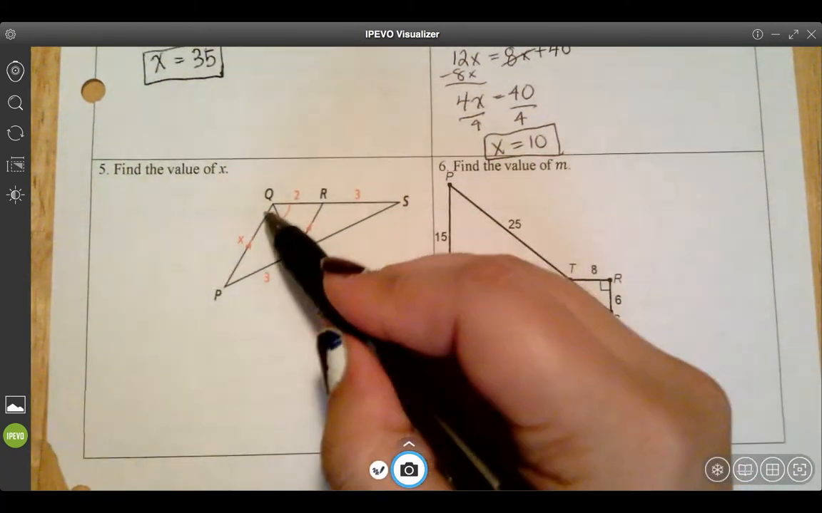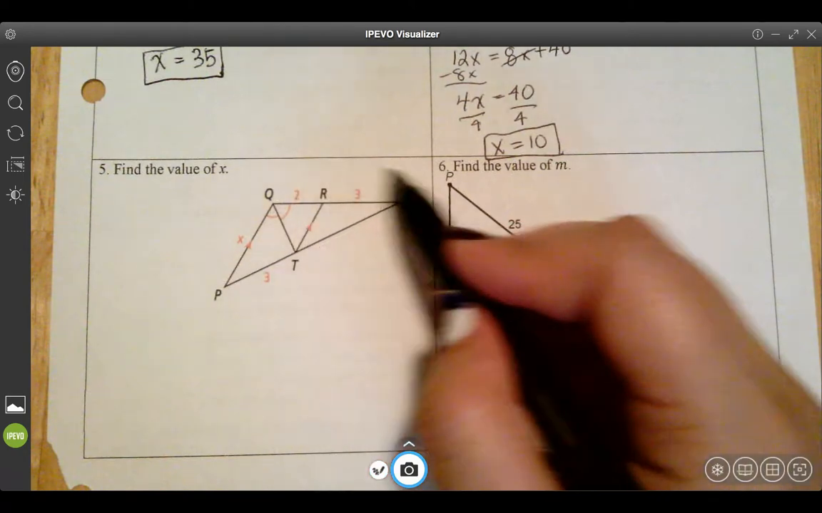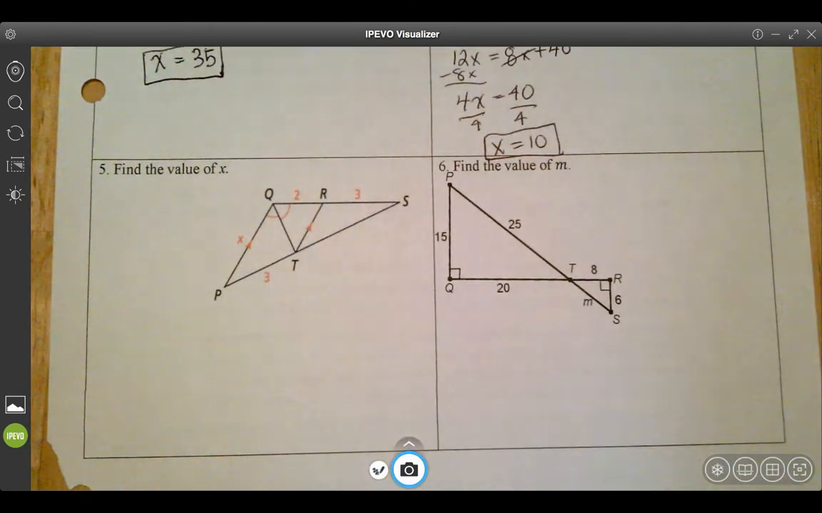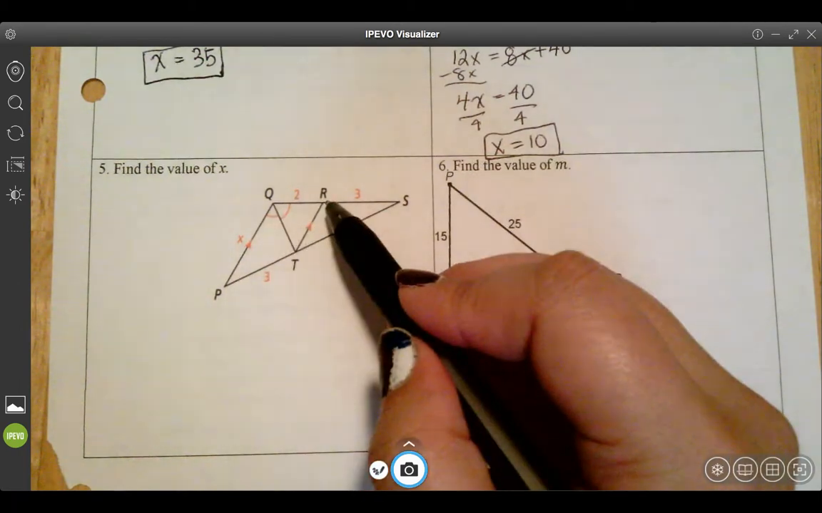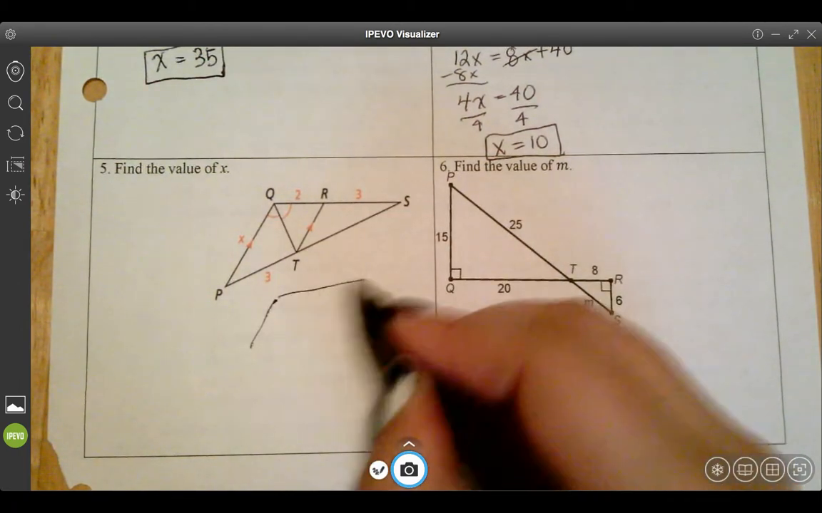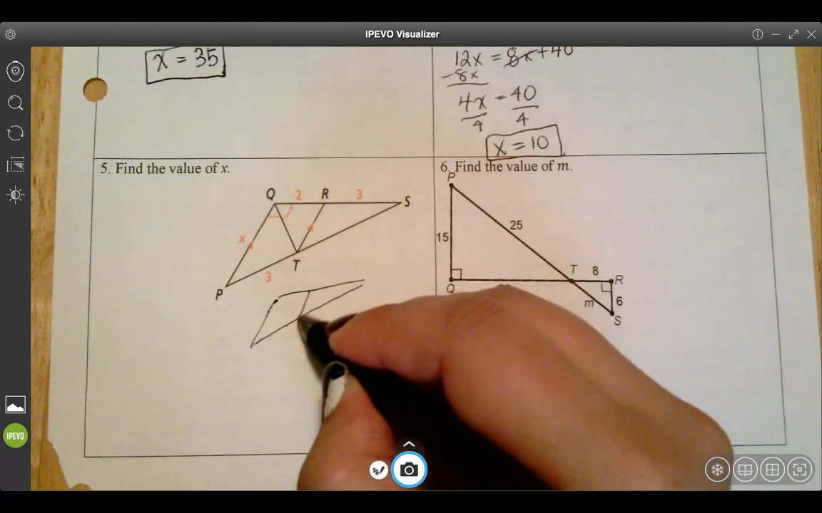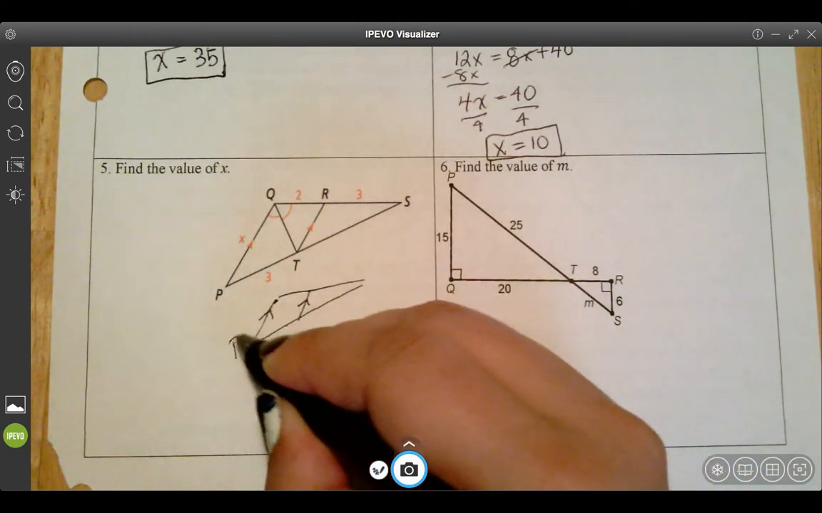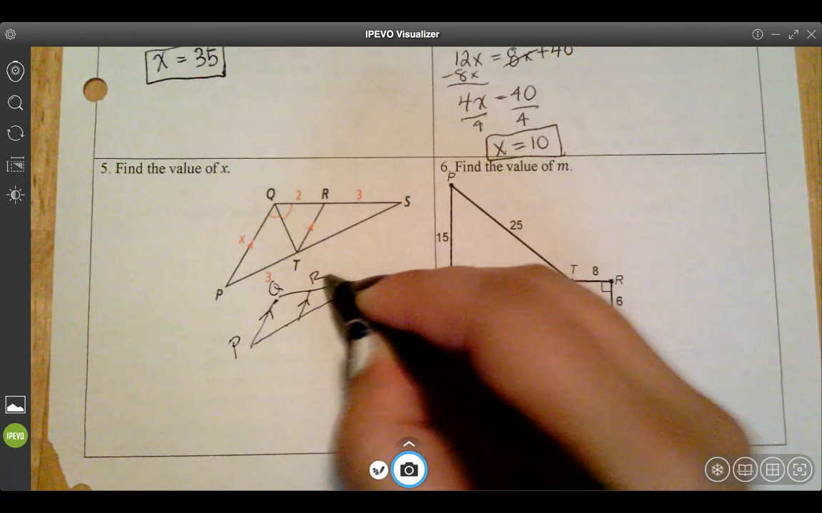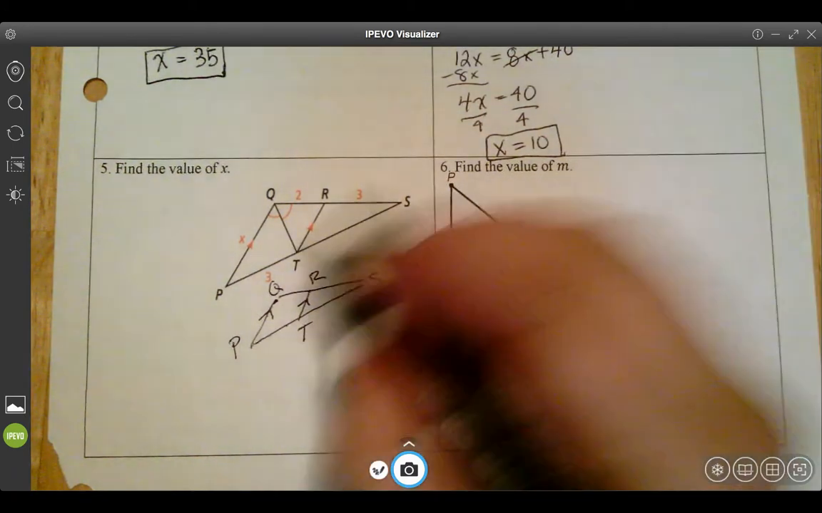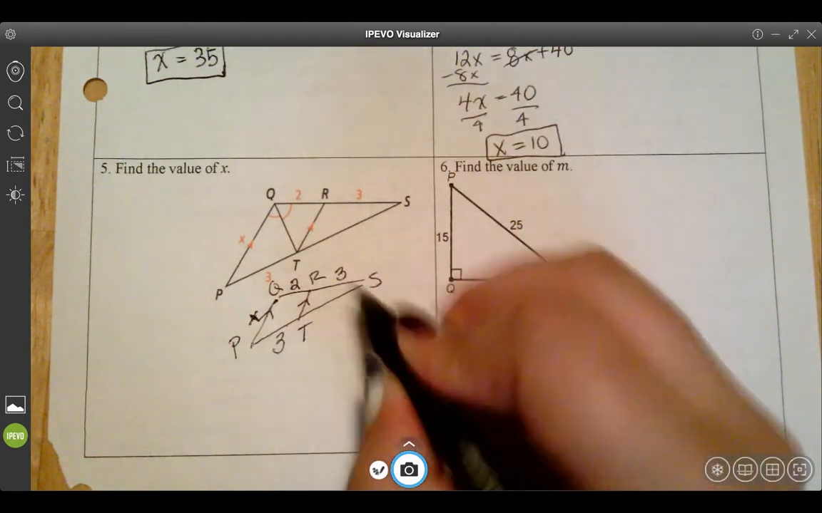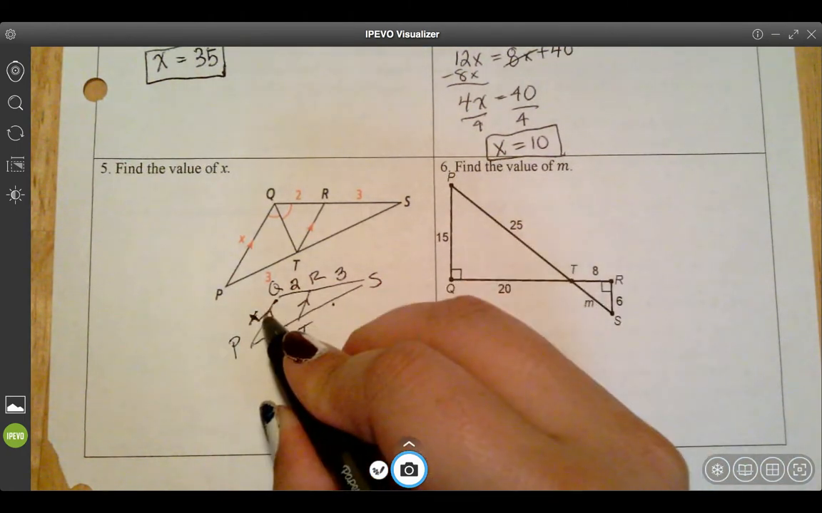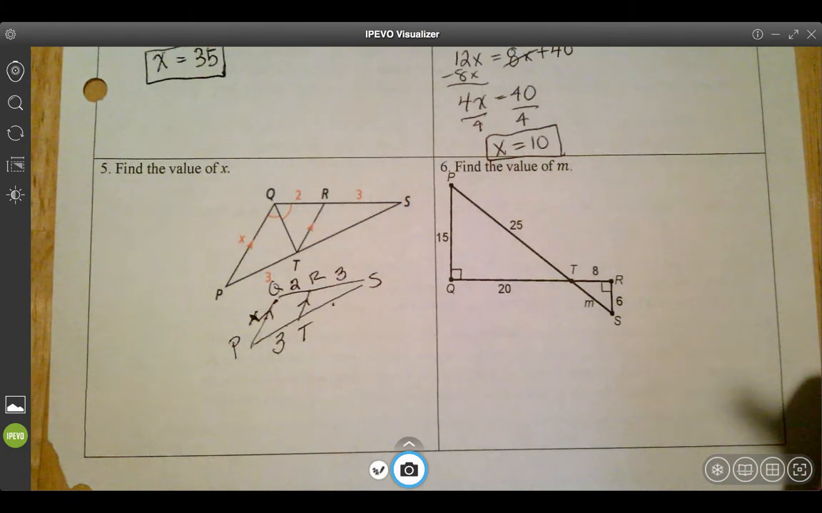So here we want to find x. There's a lot going on here. So the first thing I'm going to do is say, okay, if I want to use the side splitter theorem, I'm looking at this triangle with the 2 parallel sides. So P, Q, R, S, T. I know x, 2, 3, 3. I don't know this side, and also that's not going to necessarily help me get x, right?